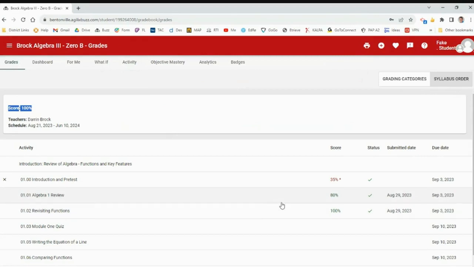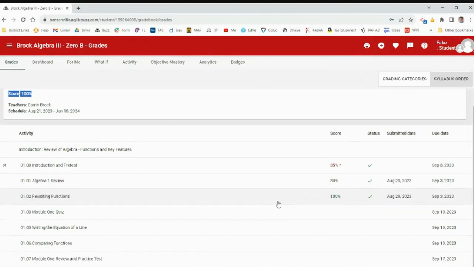Now this week, all these things count towards our semester grade. We have a quiz over the earlier stuff, the review and revisiting functions. We won't review the quiz in class. You can do the quiz. And we have 2 lessons this week, writing the equation of a line and comparing functions. So let's go look at these 2 lessons here today.